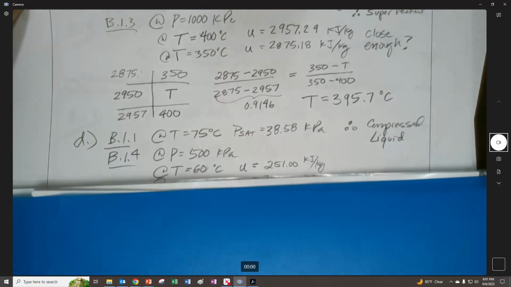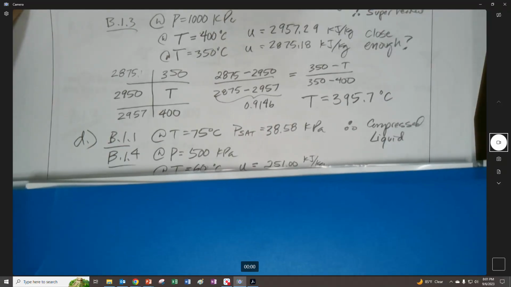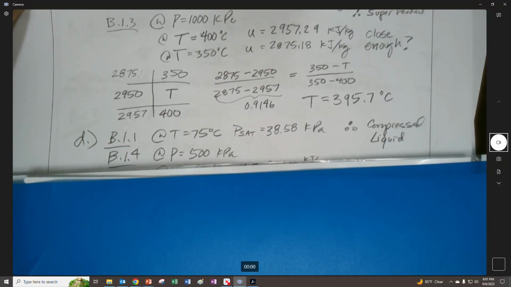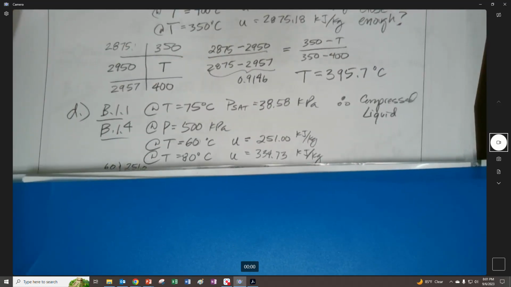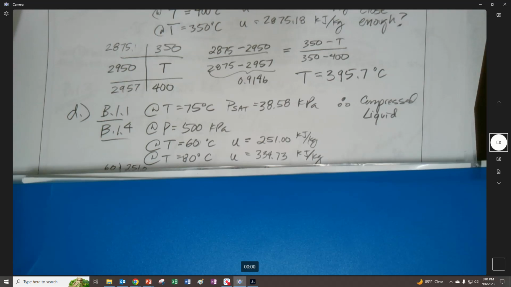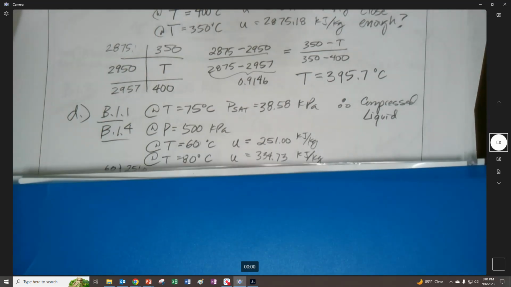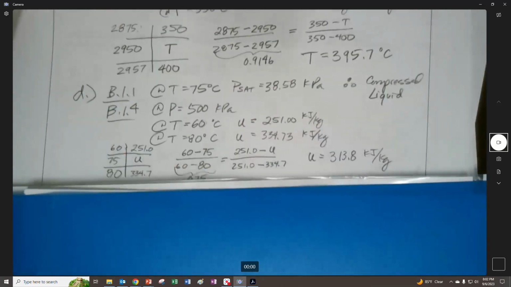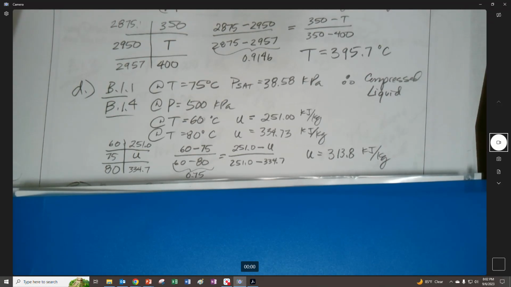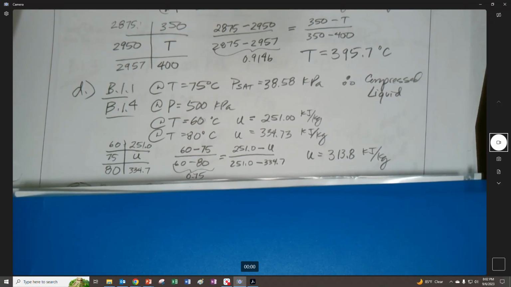So we look it up at the 500, and we note that we don't have 75 for the temperature. But here's the internal energy between these two. So we could go ahead and look up for 75 what the internal energy is going to be, and that is 313.8.